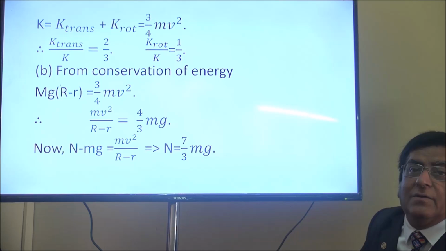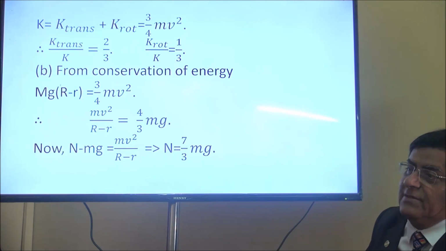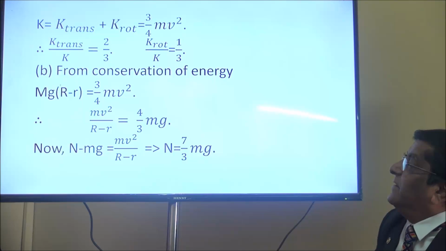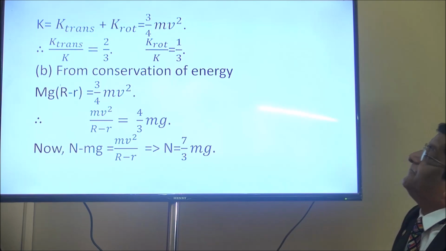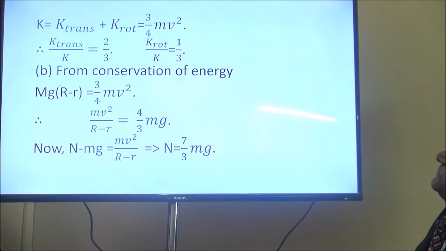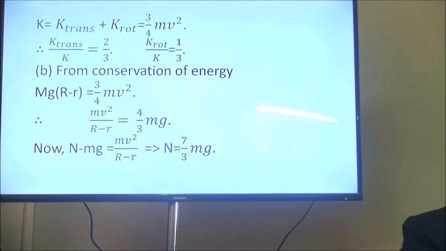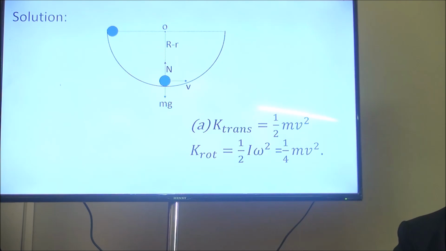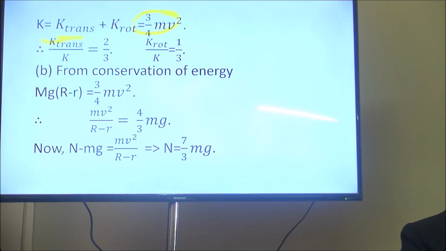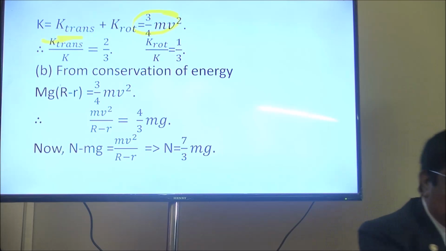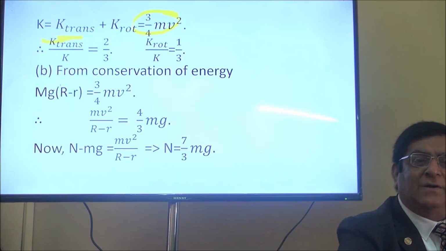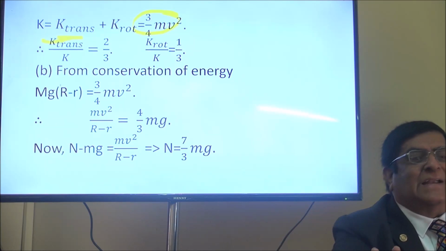Okay, let's change it. The total energy for anything is half mv square. Here it is 3/4 mv square. Right? It is a shortcut. Please see here. First, how much is K translational? Half mv square. How much is the total energy? So half mv square upon 3/4 mv square. How much do you get? 2/3. That is the ratio.